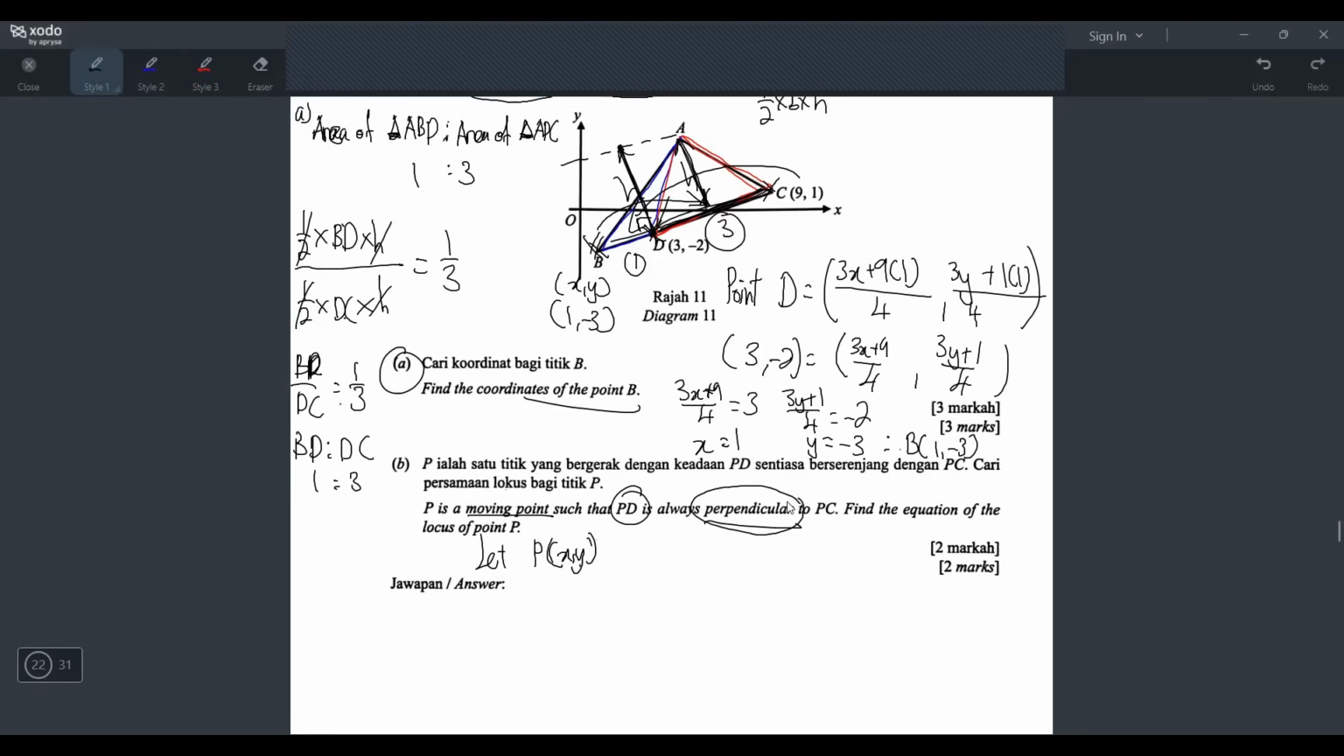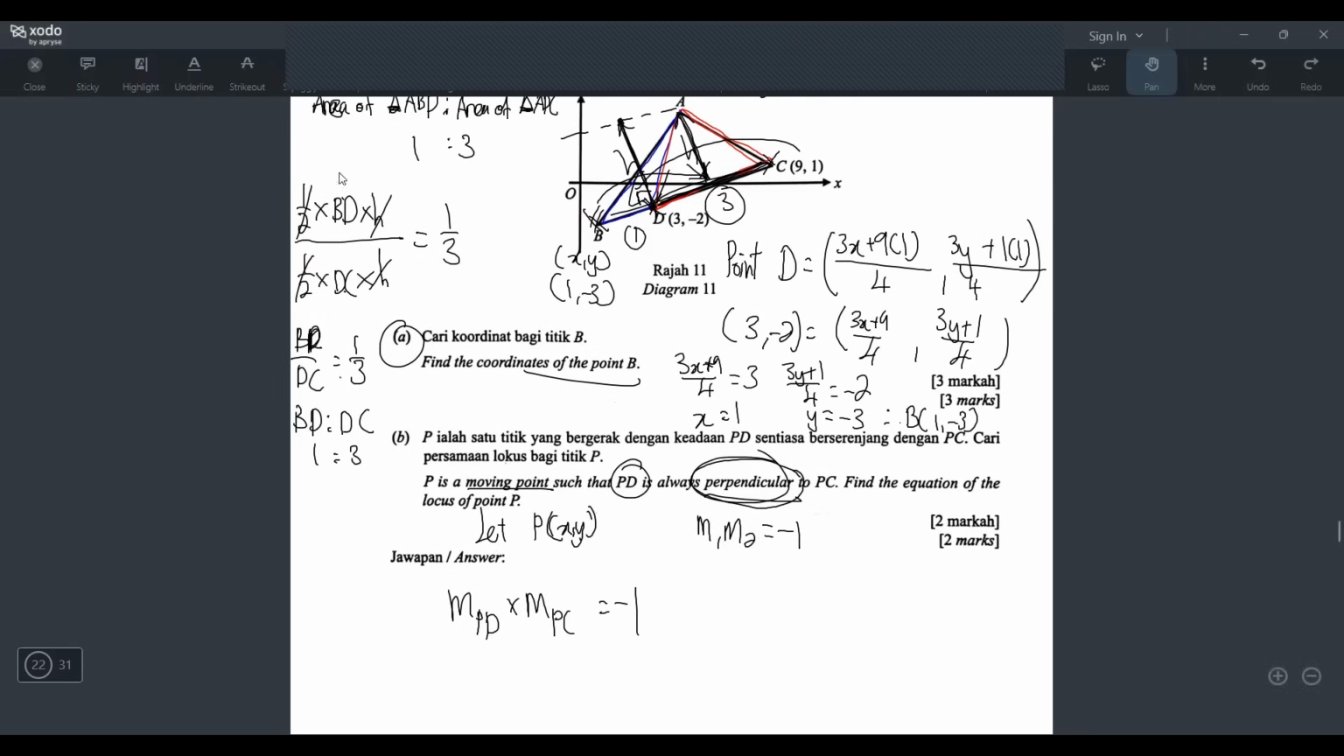The moment you see this word perpendicular in Addmaths, you have to immediately think about this formula: M1 times M2 equals negative 1. Okay, when two lines are perpendicular, when you take the gradients of the two lines and times them together, you will get negative 1. So now they say PD is perpendicular to PC. Find the equation of locus P. So we can say gradient of PD multiplied with gradient of PC equals negative 1 because it's perpendicular.